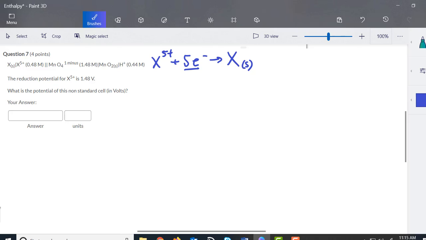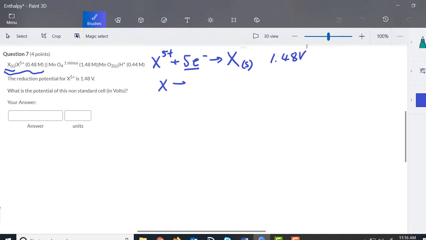here. Now you know it needs to become X solid because that's what we're told over here, so we're getting X solid as a product. Now this is 1.48 volts. Now the other thing we're told is that this over here is at the beginning, which makes it the anode, which means oxidation is going to be occurring at the anode, which means the first thing we're going to have to do is switch this around and turn it into an oxidation. So we'll do that.